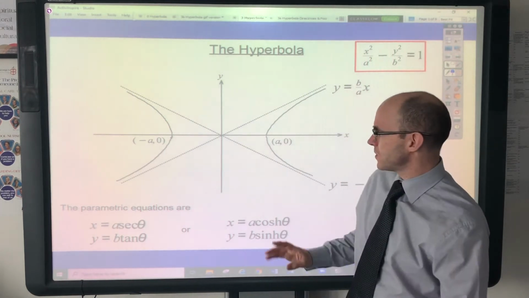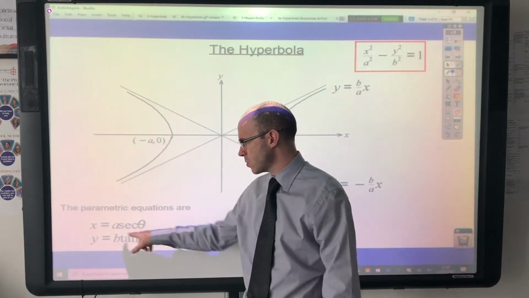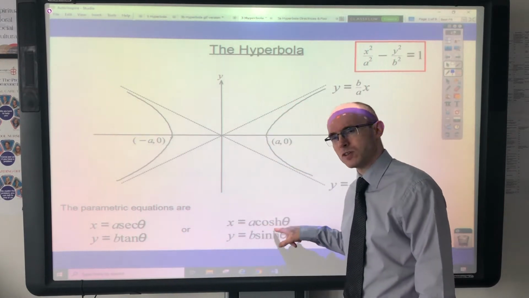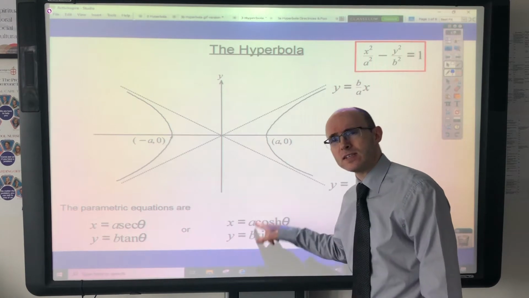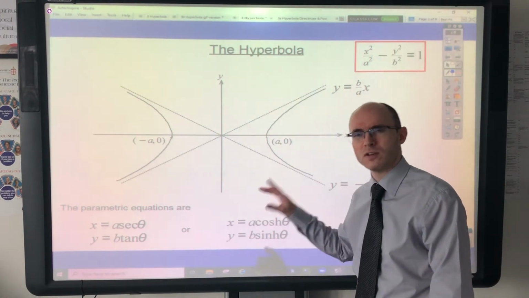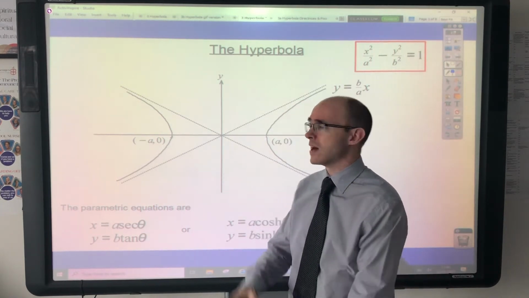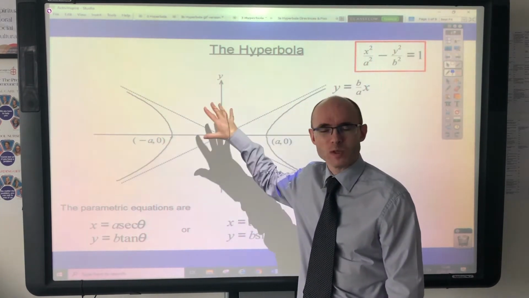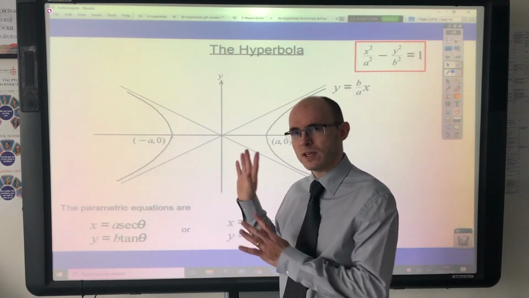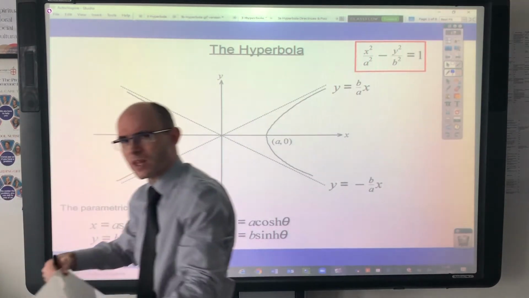Right, in terms of the parametric equations, there are these. x equals a sec theta, y equals b tan theta, or a cosh theta, b sinh theta. These are hyperbolic functions, cosh and sinh. Shouldn't surprise you then that they are heavily linked to what we're talking about now, the hyperbola. Now, how do these parametric equations work in terms of converting to Cartesian? Well, I'm going to demonstrate to you that they both work.